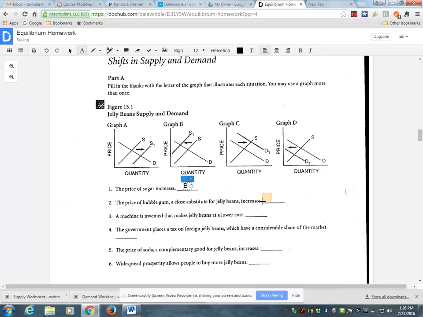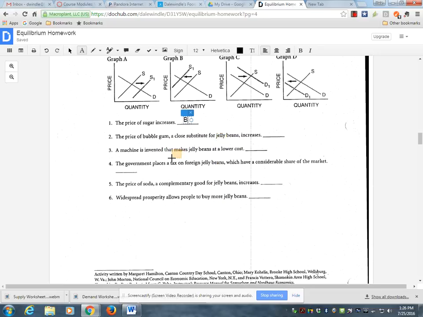Okay. And then so on. Price of bubble gum, a close substitute for jelly beans. That's stupid, but it says they're substitutes. Machine invented making jelly beans cheaper. That's technology. Government puts a tax on foreign jelly beans. That locks out the foreigners. That's number of sellers. Soda's a complementary good for jelly beans. I've never understood that. That makes no sense, but take it at face value. And then widespread prosperity is income.